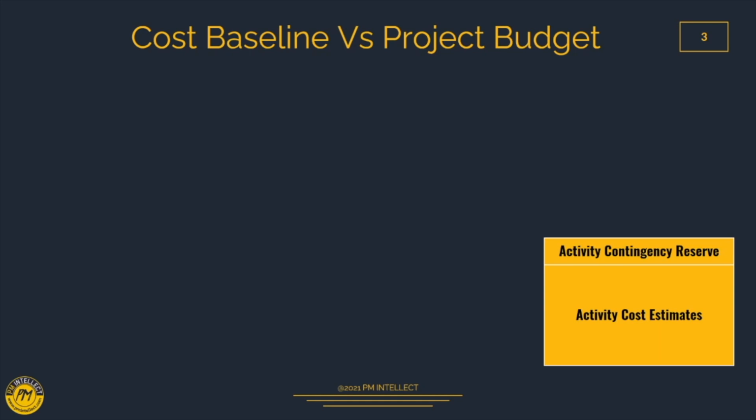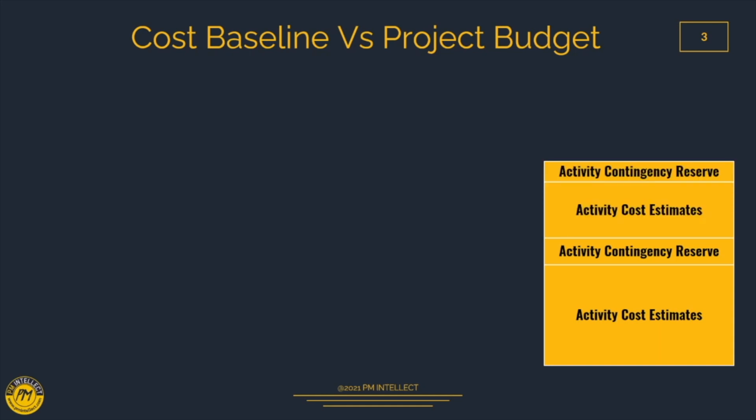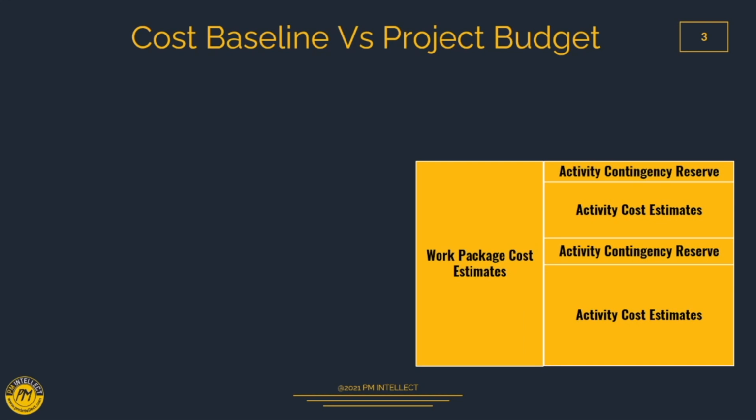Now this contingency reserve is based on the risk associated with this particular activity, and we have to have this contingency so that we are fully covered in case the risk materializes. Now we calculate the cost of other such activities, and then a total of one or more activities we group as work package cost estimates. This work package cost estimate covers the cost of all the activities as well as their activity contingency reserve.